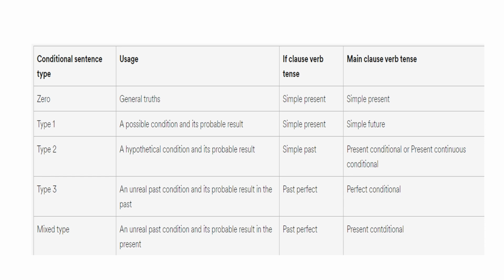If we see the third type, we use it for the unreal past condition and its probable result in the past. For the if clause, it is past perfect, and for the main clause, we have the perfect conditional. And for the mixed type, we use it for the unreal past condition and its probable result in the present. So the if clause tense would be past perfect and the main clause is in the present conditional.